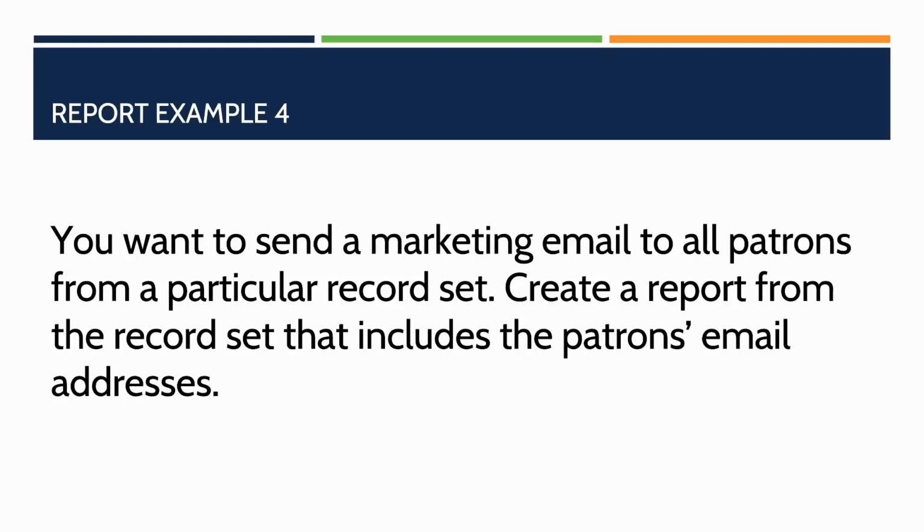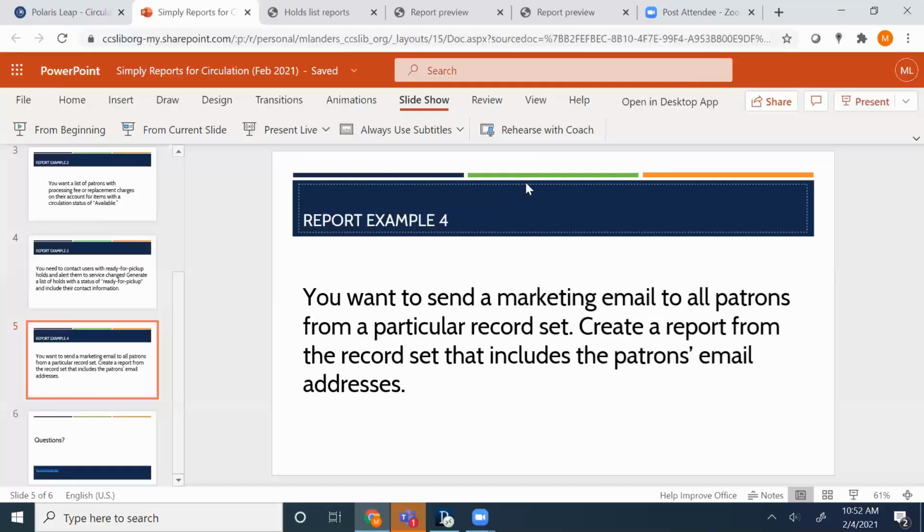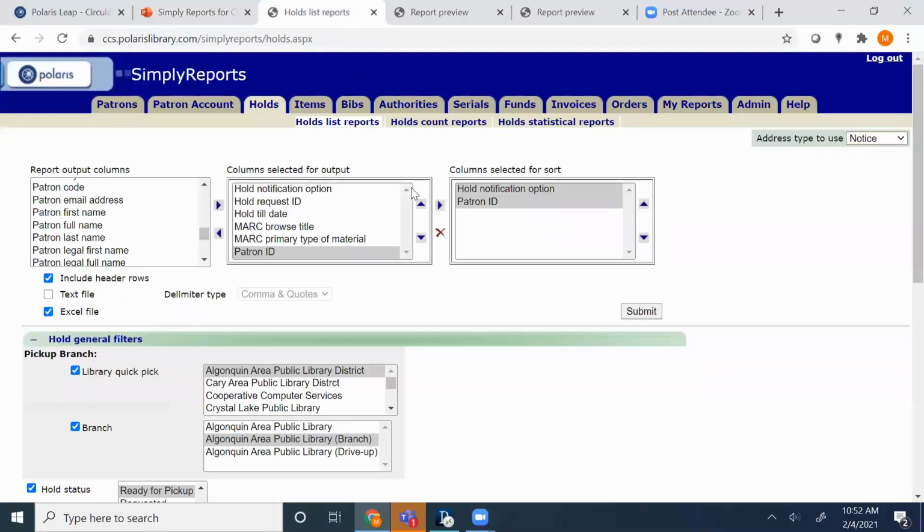So, let's say, for example, no one did this last summer, but we spent our summer doing an outreach program, and we want to send everyone who registered at our outreach program a welcome email. So instead of having to click into each patron record individually in that record set to grab their contact information, we can use Simply Reports to add in all of the patrons' contact information very easily. So let me go back to Simply Reports one last time.